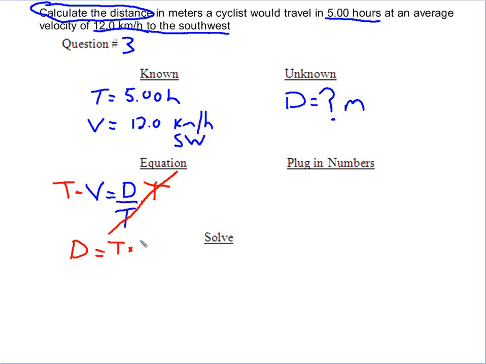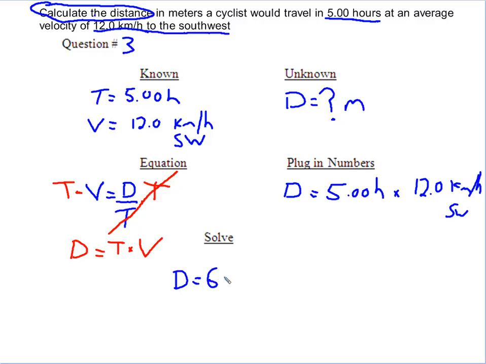So then when we plug in our numbers, we have d equals 5.00 hours times 12.0 kilometers per hour to the southwest. When we multiply those two together, we get distance equals 60.0 kilometers.